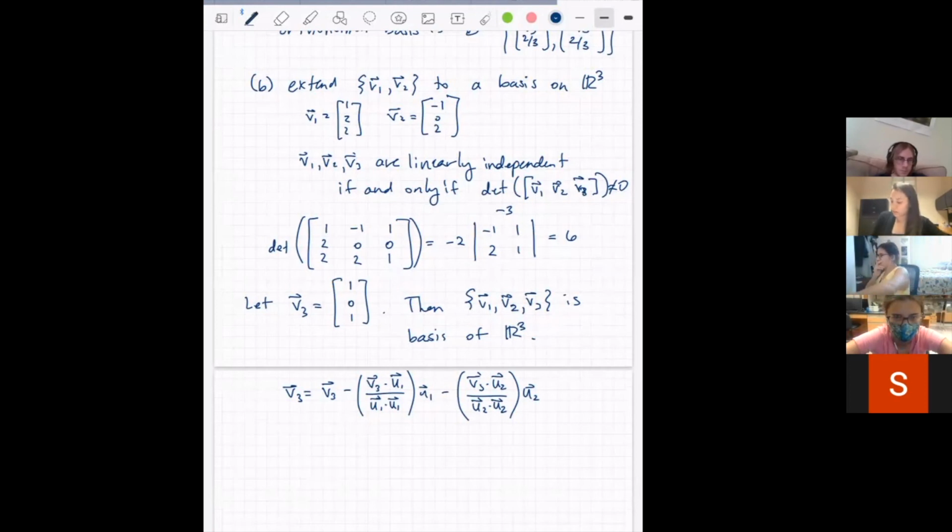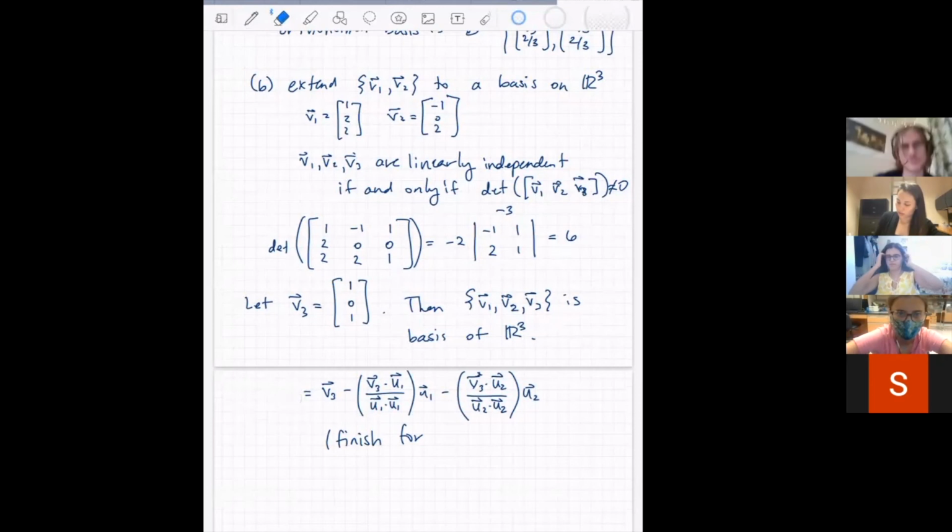Okay, let's see. I can go through this computation if you want, or we don't have to, since it'll be the same thing as what we've been doing. Does anybody feel very strongly about it? Not really? Okay, well, I'll leave this to you to finish for practice. Oh, sorry, I shouldn't say this is V3. This is U3.